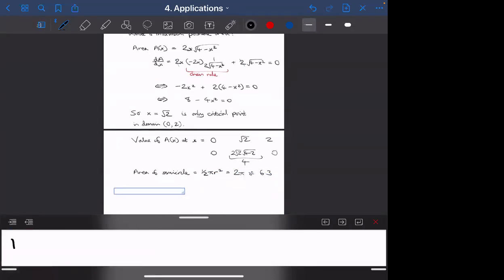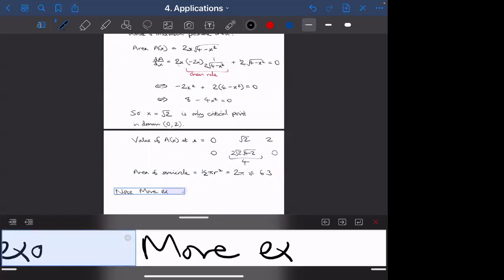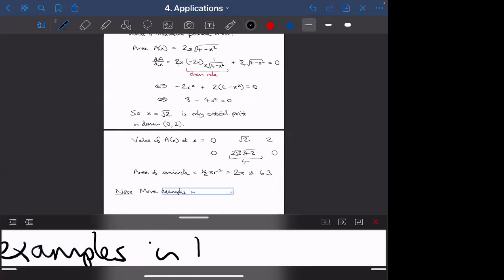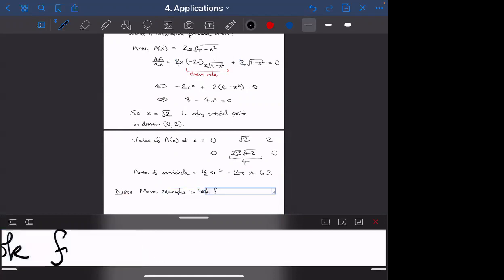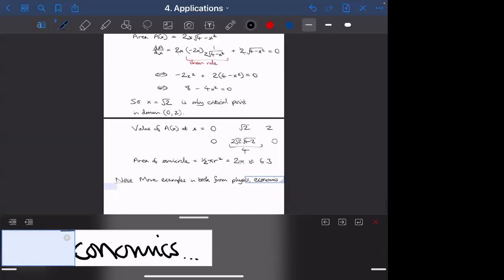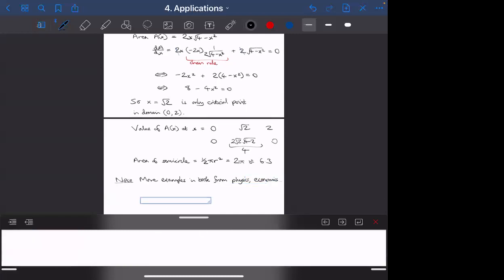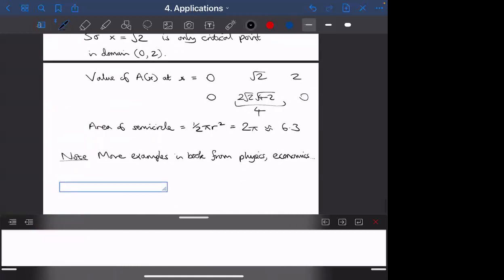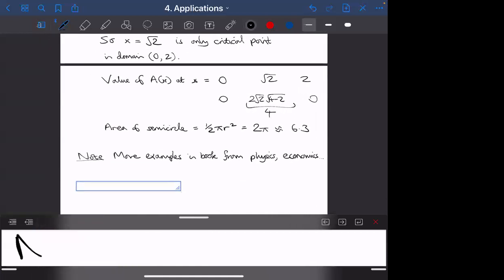And we'll see, if you look in the book, there are many more examples like this. From physics and economics, biology, medicine too. But for now, let's just leave it at that. And go to a new topic.